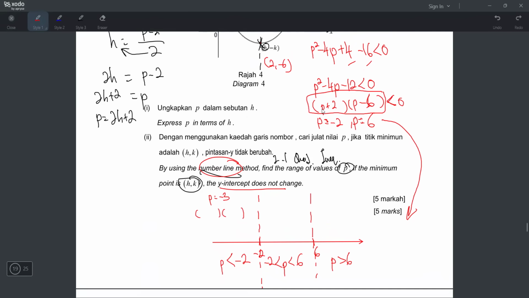Okay, the first bracket is P plus 2. So negative 3 plus 2 is negative 1. And then negative 3 minus 6 is negative 9. And then when you times, you get positive 9. But we don't actually care about the value. We only care about the sign. So if it's positive, then it's positive.